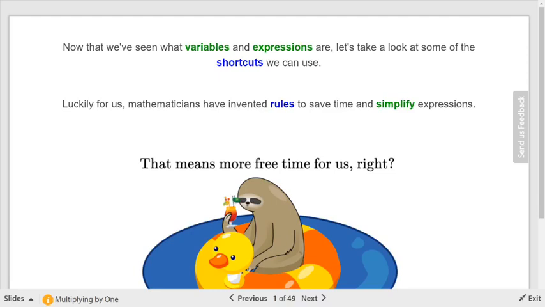So now we've seen what variables and expressions are. Remember, an expression is just a combination of terms and operations with no what? An expression can't have an equal symbol, right? Because that changes it to an equation, a different type of thing. So what we're going to talk about are the rules for making things as simple as possible.